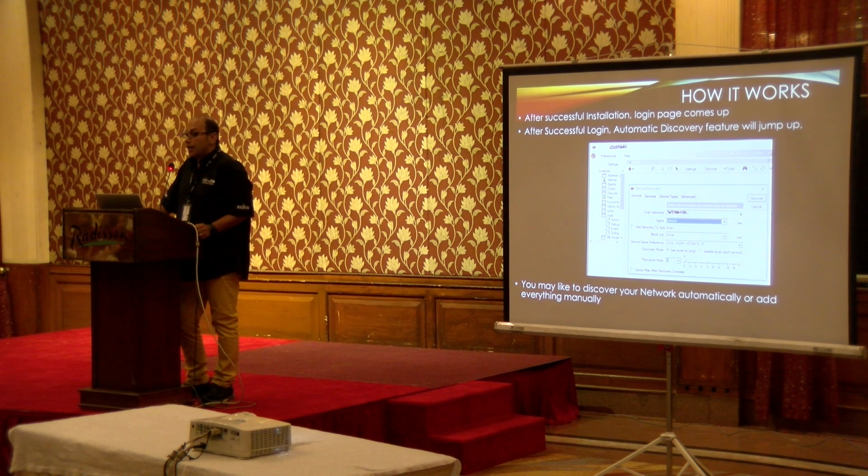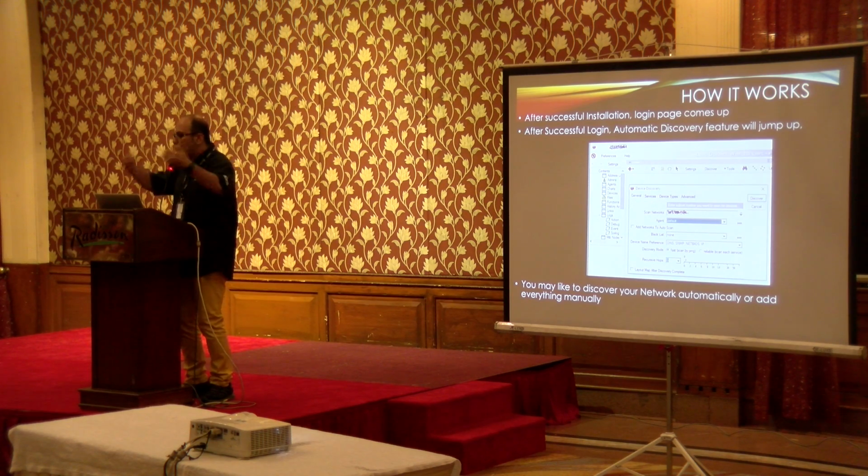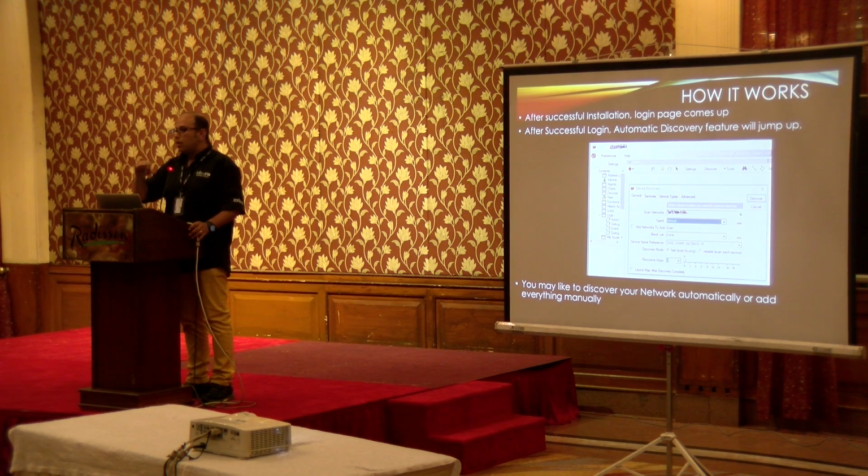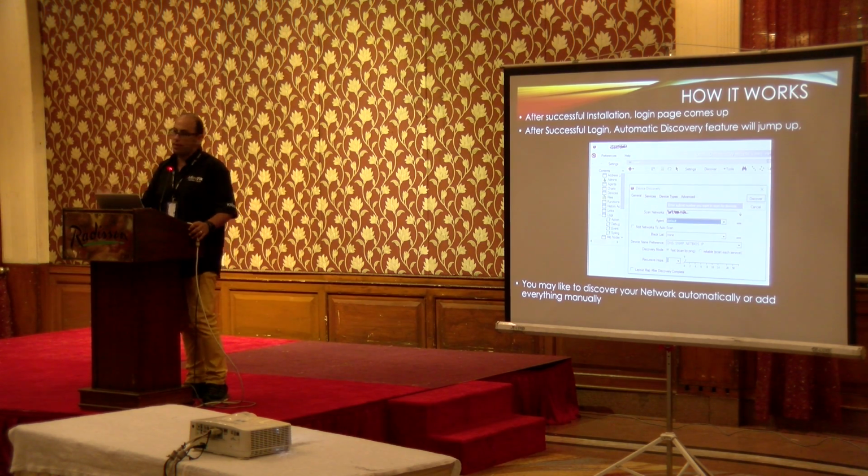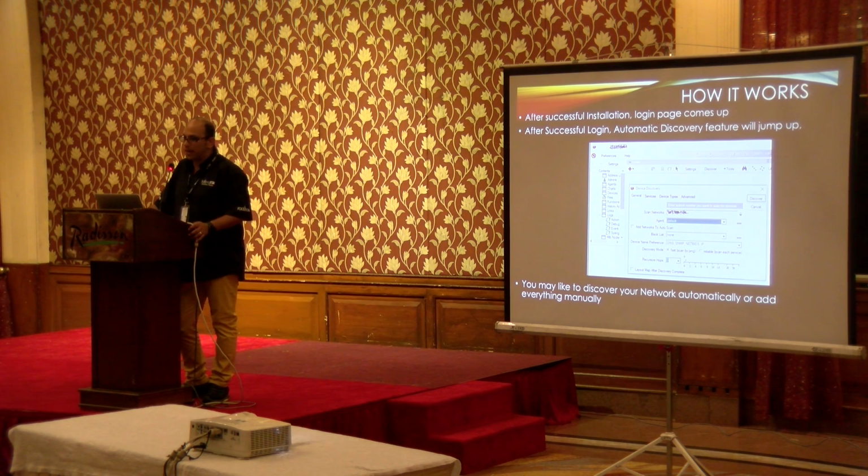You just need to first log in to your server. Immediately after login, automatic discovery comes up. You don't need to do anything. It automatically discovers your network. It finds any single reachable device. For example, if you have a Windows computer with the Windows firewall enabled, you cannot ping that computer, so it doesn't discover it. This is the initial requirement. That device should be reachable in layer 3, meaning it should be pingable. You may like to discover your network automatically, or it's also possible to add everything manually if you like.